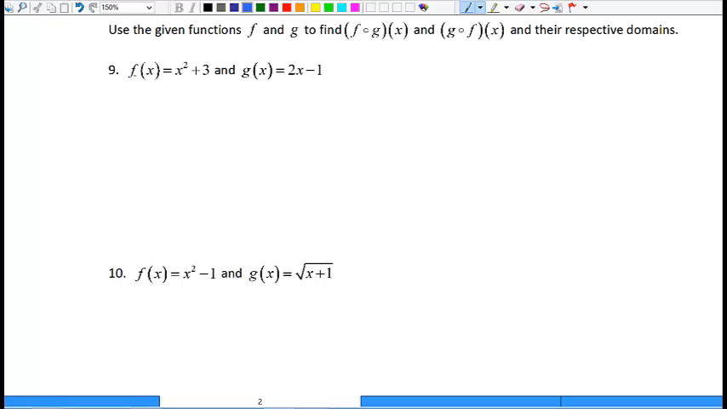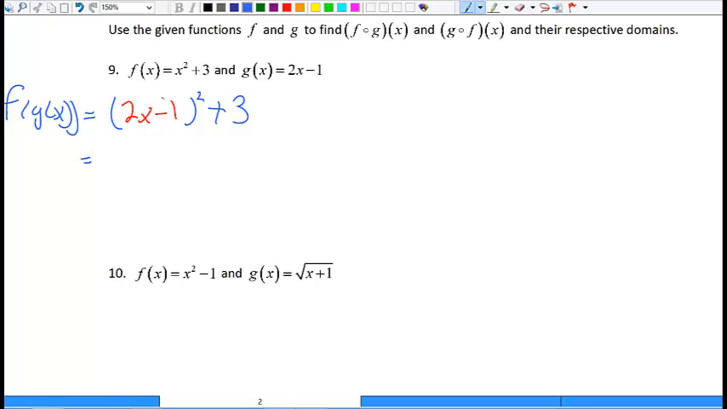In this case, f is x squared plus 3 and g is 2x minus 1. So if I want f of g of x, I want to take the g function and insert it inside the f function. So be something squared plus 3, and I want to put g inside that, so 2x minus 1.